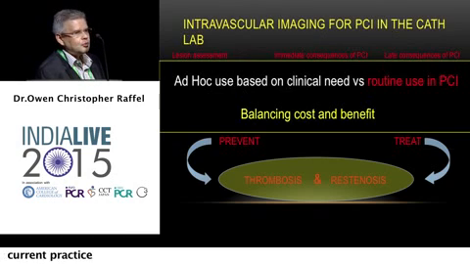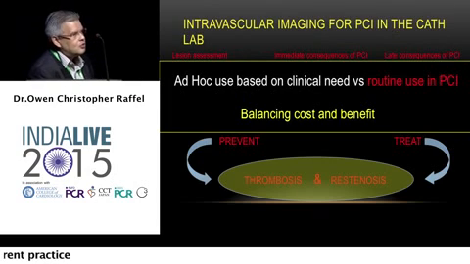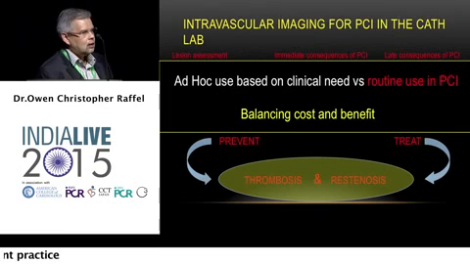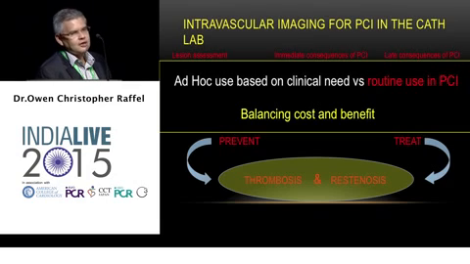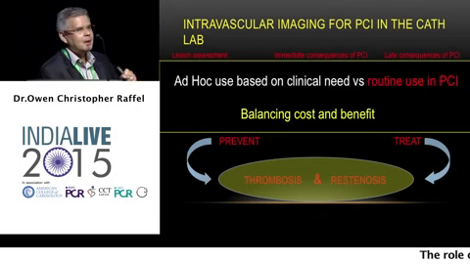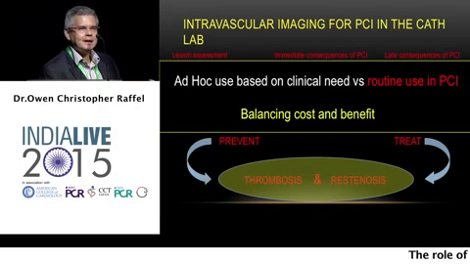The next question is, where do we use this? Do we use it as an ad hoc clinical tool when we need it? So on an angiogram, there may be a lesion which is difficult to figure out because of overlap, how long it is or the diameters, and you would use intravascular imaging to gauge that. Or after a stent, you might have some angiographic ambiguity saying, is this a thrombus or is there a dissection? And you might use imaging to solve that clinical problem.